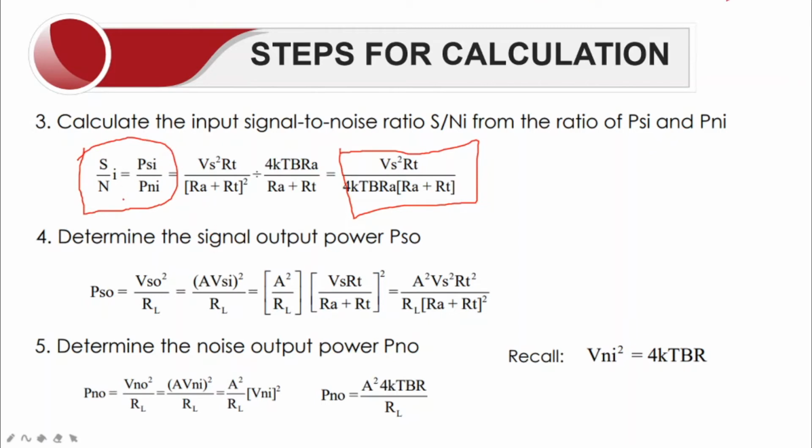Next naman is determine the signal output power or the PSO. So, kung yung first step natin, kinuha natin yung PSI, sa fourth step naman natin, PSO naman. So, ang PSO ay equal sa VSO squared over RL. Ito. Tapos, after derivation, ganyan, makukuha mo ito.